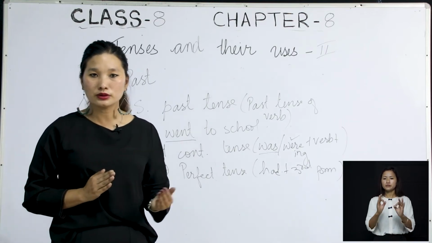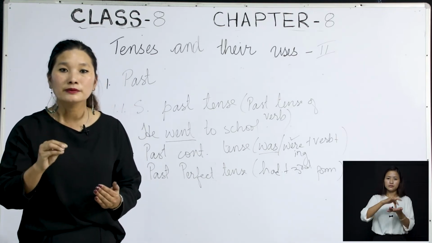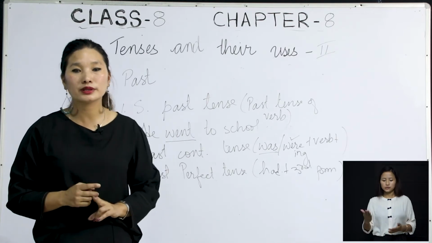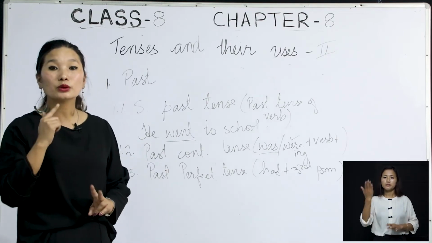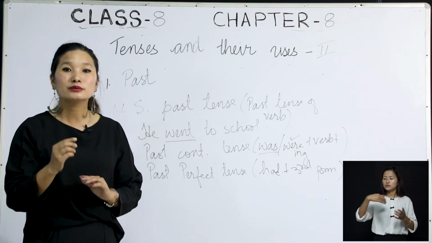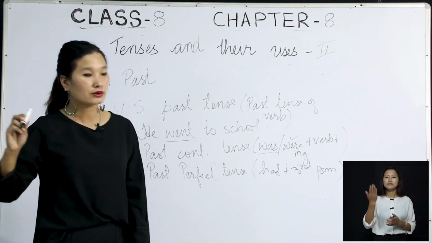He had already gone to school when I reached his place. That means you are going to your friend's place, okay? Those two actions are already in the past. But he had already gone before you reached his place. That means the first action has to be written in the past perfect tense, okay?